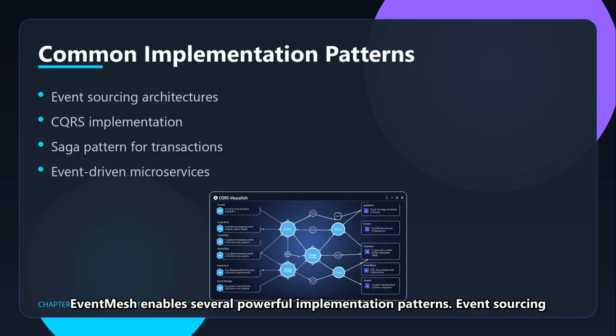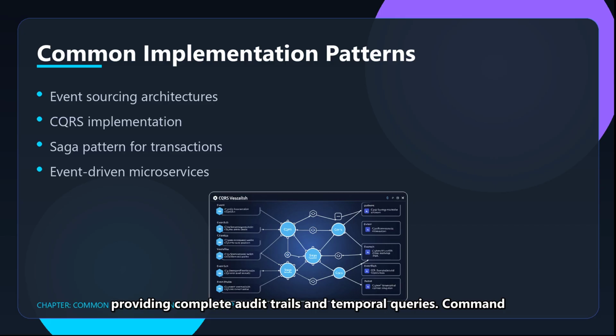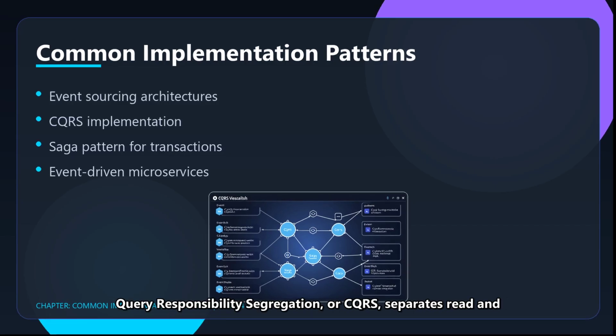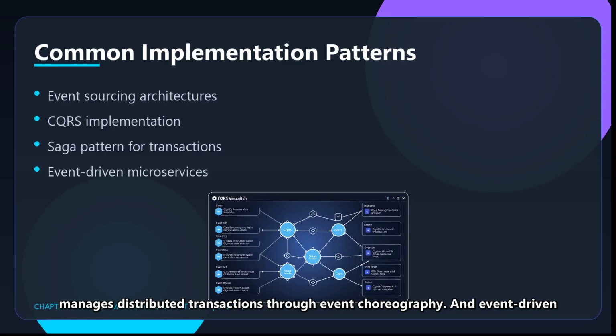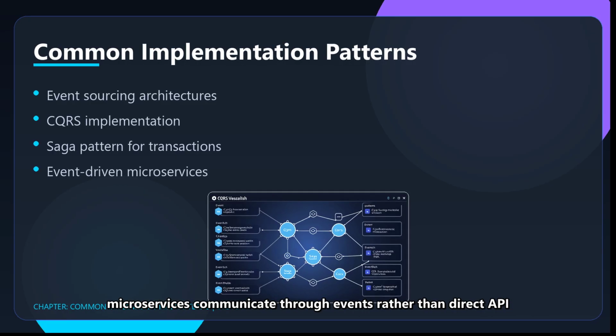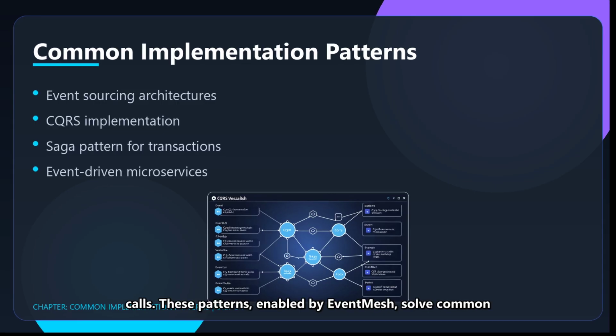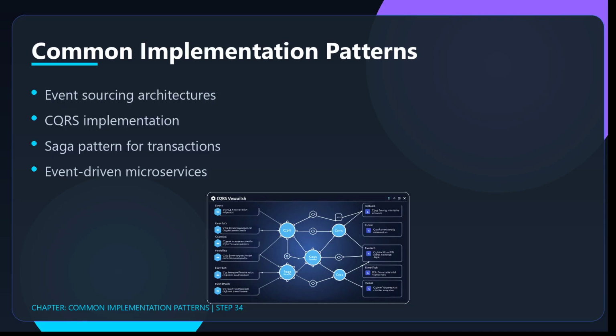EventMesh enables several powerful implementation patterns. Event sourcing architectures use events as the system of record, providing complete audit trails and temporal queries. Command Query Responsibility Segregation, or CQRS, separates read and write operations for optimal performance. The Saga pattern manages distributed transactions through event choreography, and event-driven microservices communicate through events rather than direct API calls. These patterns, enabled by EventMesh, solve common challenges in distributed system design.